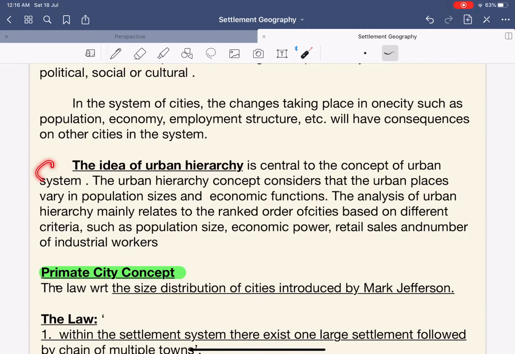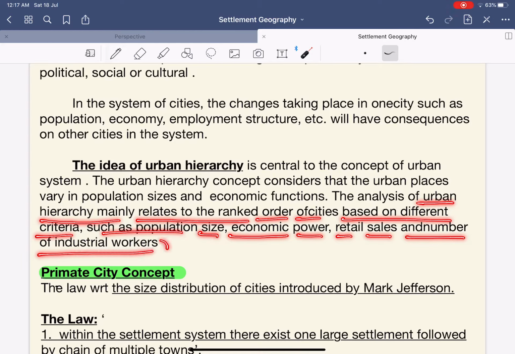Now let us understand the statement. The idea of the urban hierarchy is central to the concept of the urban system. This is easy. The urban hierarchy concept considers that the urban places vary in population, size, and economic function. As we had mentioned, obviously the metropolitan city will have a greater economic function when compared to the other cities and towns as well as villages. And the analysis of this urban hierarchy mainly relates to the ranked order of the cities based on different criteria such as the population, size, economic power, retail sales, and number of industrial workers.